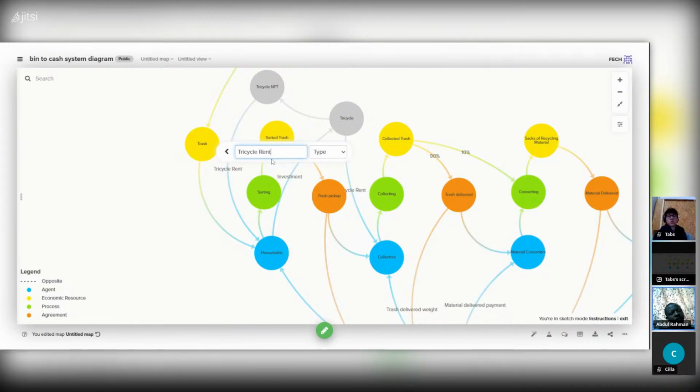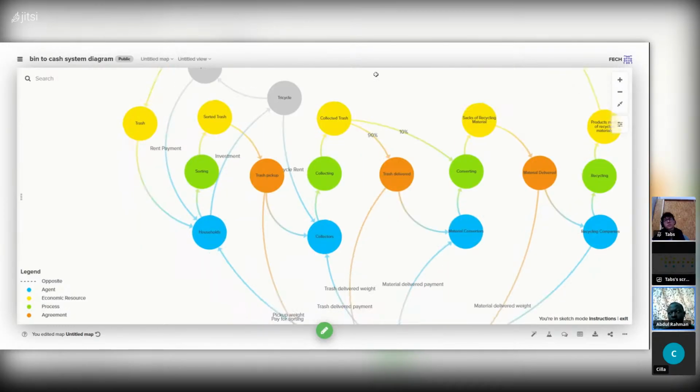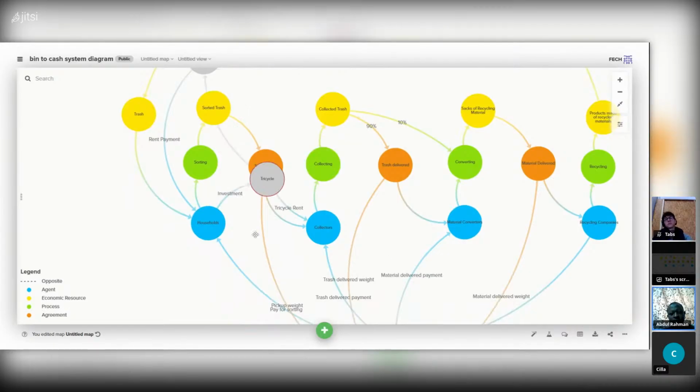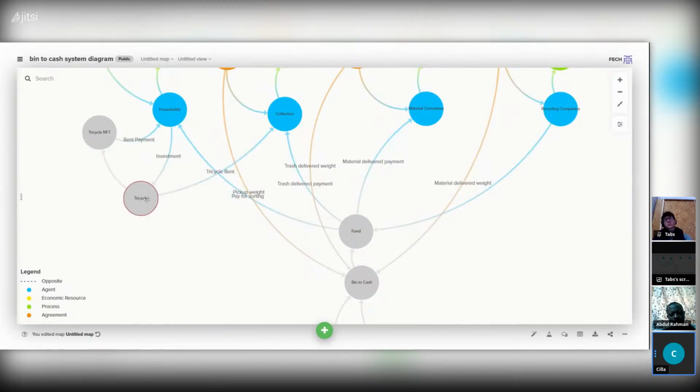Maybe I'm getting it wrongly also, because I was thinking, you see the sorted trash, can you hear me? Yes, I can hear you. I was thinking the sorted trash could also be used as an NFT. So that's why we have to think deeply into it and see how that works.